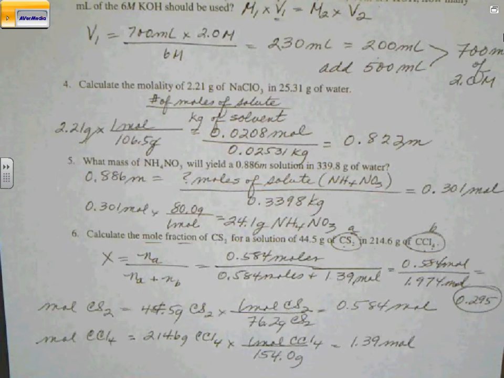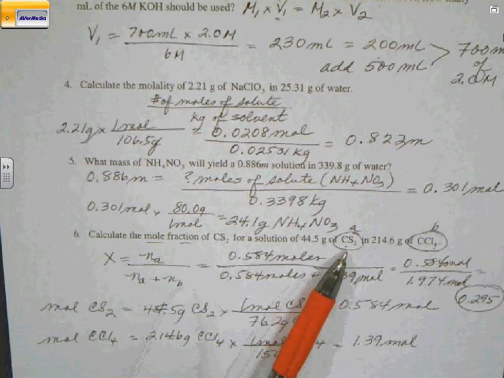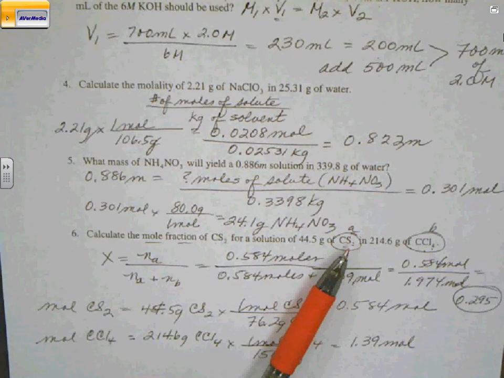The last problem is mole fraction. Mole fraction is basically parts per whole. So the formula is the number of moles of A over the number of moles of A plus the number of moles of B. We'll make A the carbon disulfide and B the carbon tetrachloride. Now notice we have to convert those grams to moles. Here shows the calculation of 44.5 grams being converted to moles.